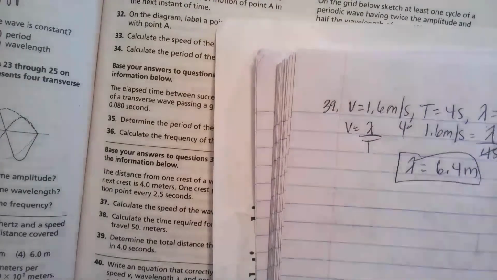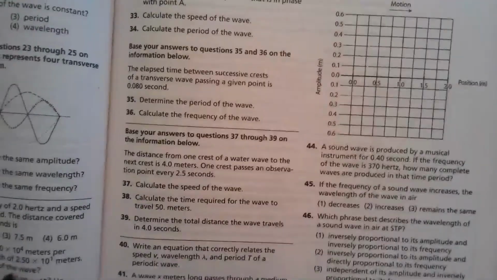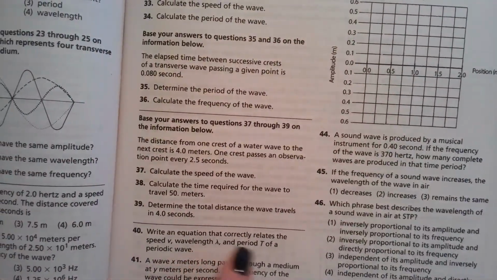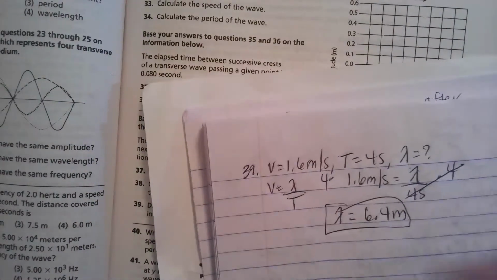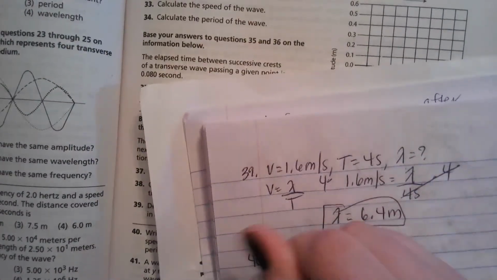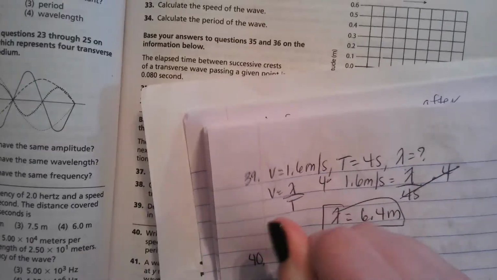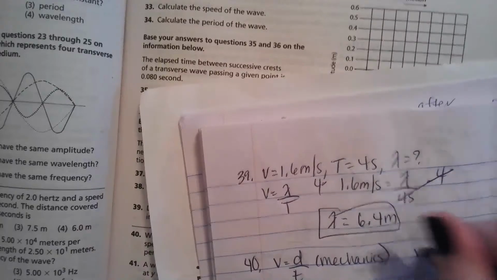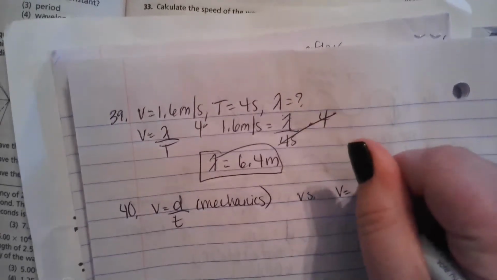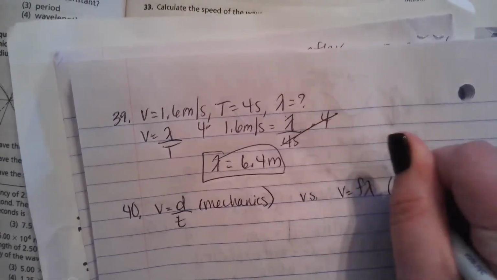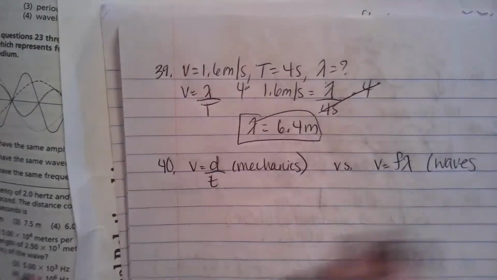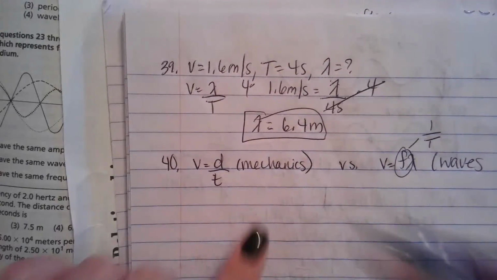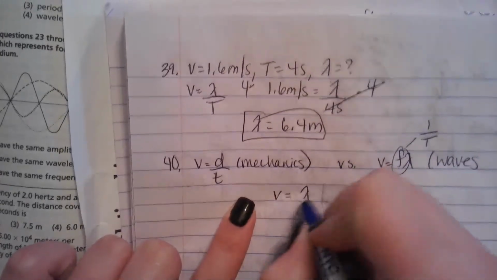Okay. Let's go to 40. It says write an equation that correctly relates the speed v, wavelength lambda, and period T of a periodic wave. So remember, on our reference tables, we're only given this. This is for mechanics. And then we have v equals f times lambda, which is for waves. So for us to relate these things, remember, frequency is 1 over T. So to combine them, we say v equals lambda over period.